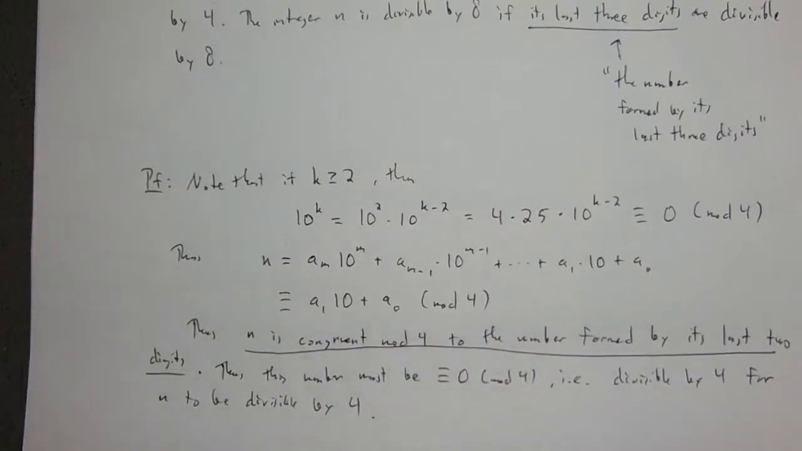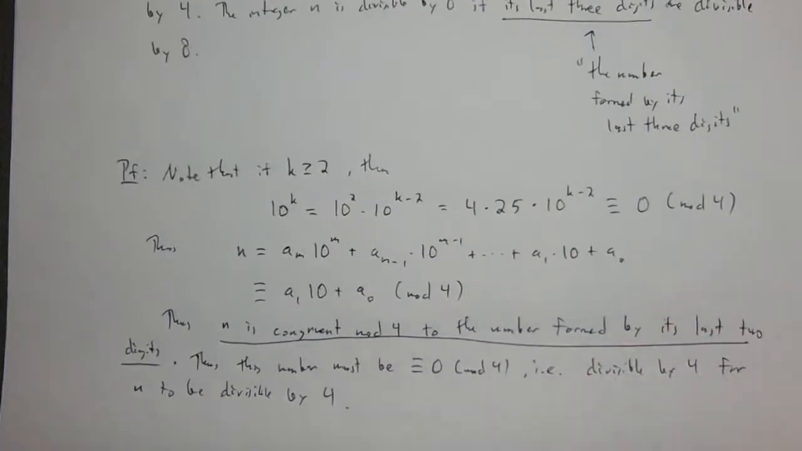Okay. And the implication goes both ways. I'm not going to rewrite that, but the implication goes both ways. So if the n I started with was congruent to 0 mod 4, then since it is also congruent to the number formed by its last 2 digits mod 4, the number formed by its last two digits mod 4 is congruent to 0, i.e. divisible by 4. So implication goes in both ways, and we get divisibility by 4.